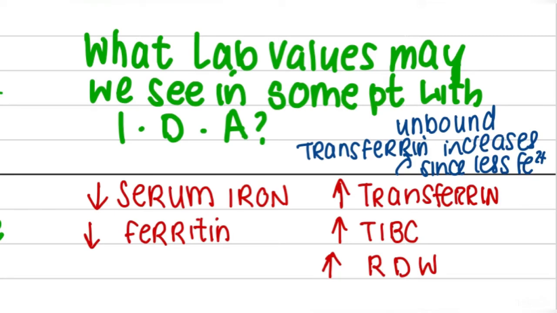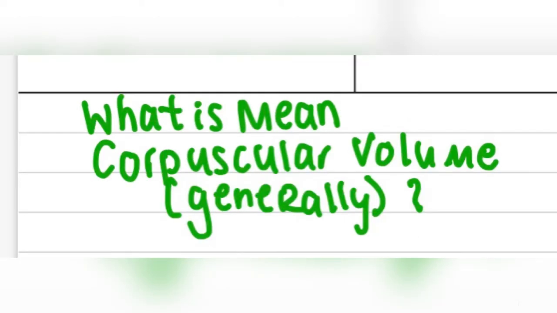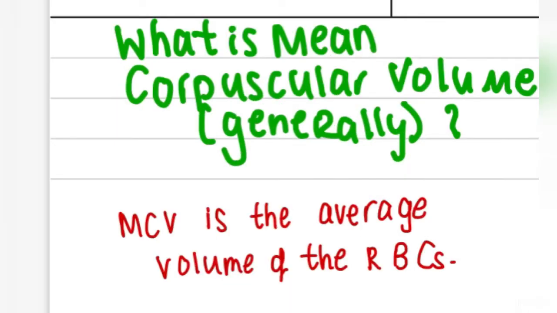Why is the red cell distribution width high? Because remember, IDA initially starts off normocytic and then it becomes microcytic. Because initially, the bone marrow is producing just fewer red cells, but normocytic. What is the MCV? MCV is the average volume of the red blood cells.